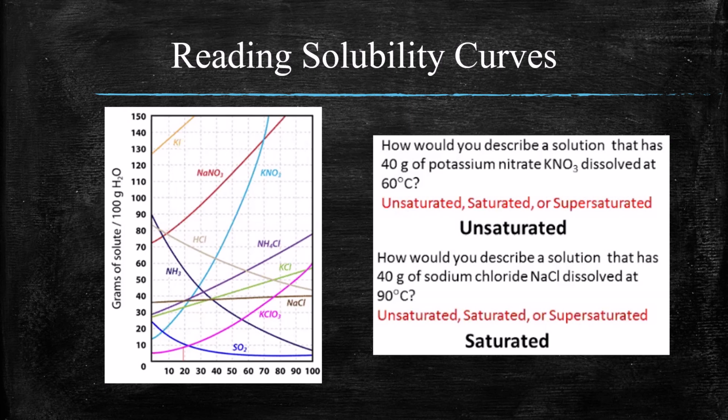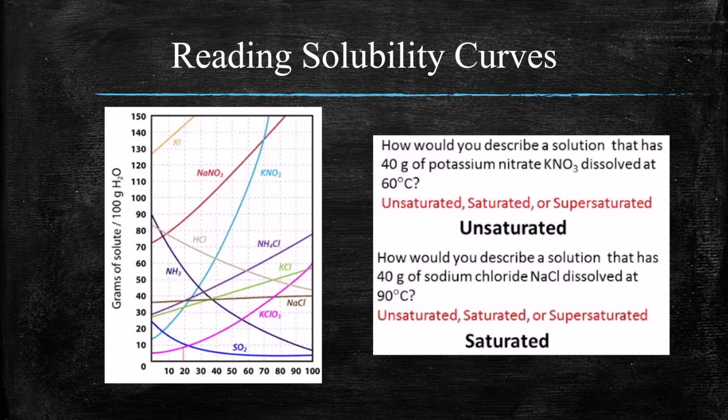In the next case, on how we read the solubility curves, we can see, for example, how we would describe a solution that has 40 grams of potassium nitrate dissolved at 60 degrees Celsius. We read it just like we read right and up. So we go to 60 degrees, and then we go up until we hit the line for KNO3, which is potassium nitrate, and where those lines intersect, that's going to tell us what type of solution it is. Since it's below the line, we know that is an unsaturated solution.